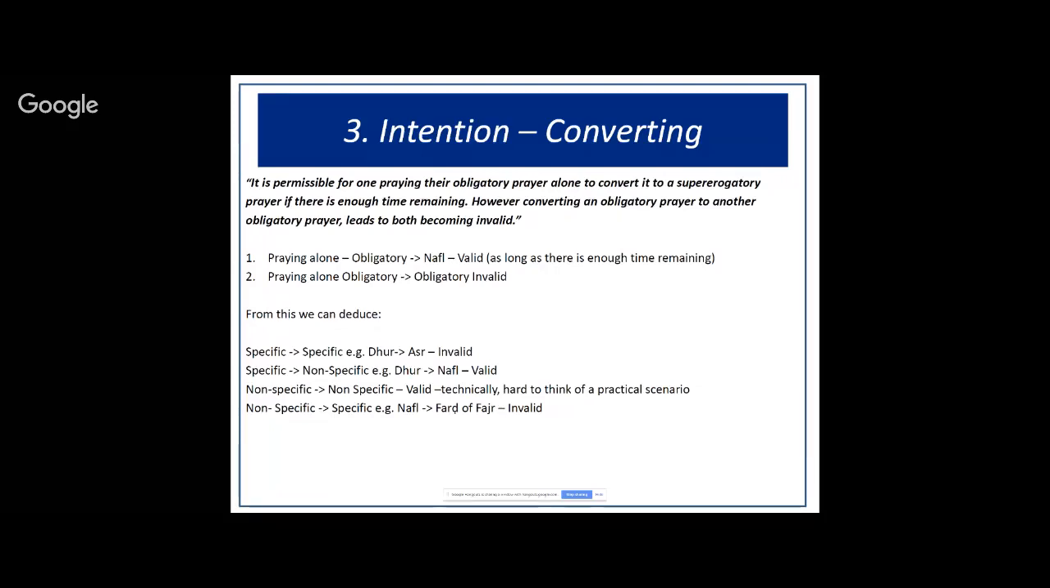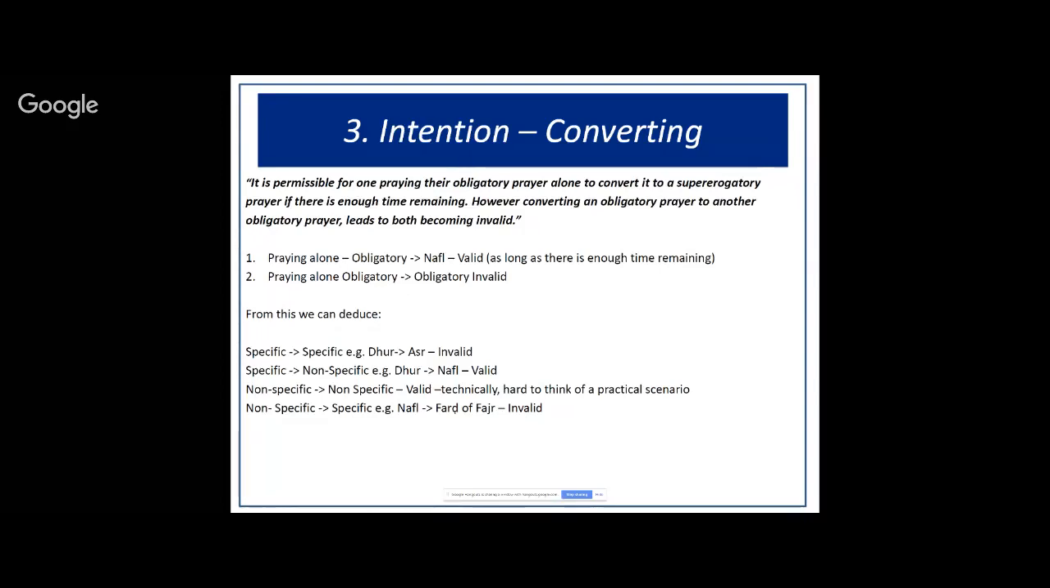Witr is a nafil prayer as well. These are specific sunnah prayers which are legislated by nas, by text, by the Prophet ﷺ. They're not obligatory, but they're sunnah, but they're specific sunnahs. Versus non-specific prayers, which are total nafils, which are not established by a nas. They're just general prayers, praying for the sake of Allah subhanahu wa ta'ala, to please Him, to get close to Him. So specific and non-specific.